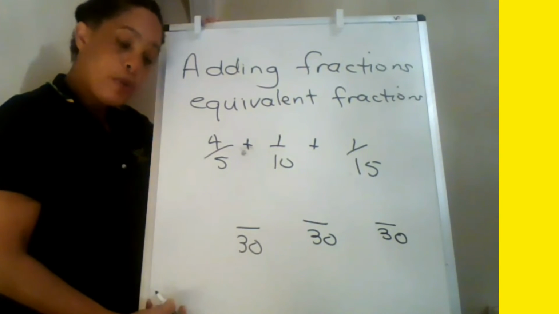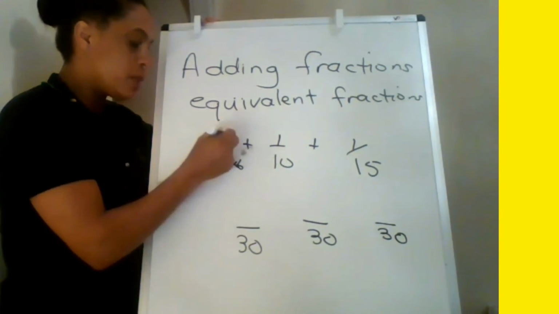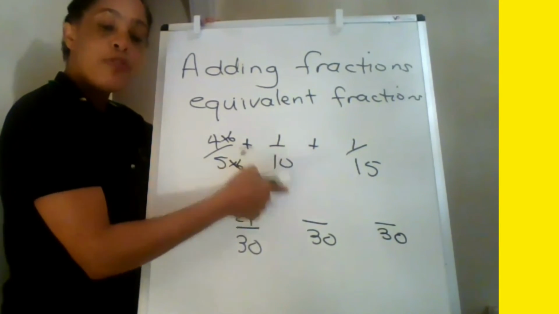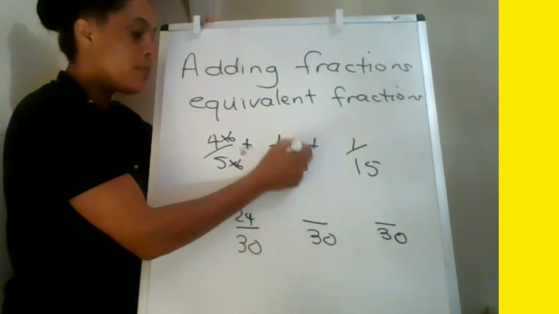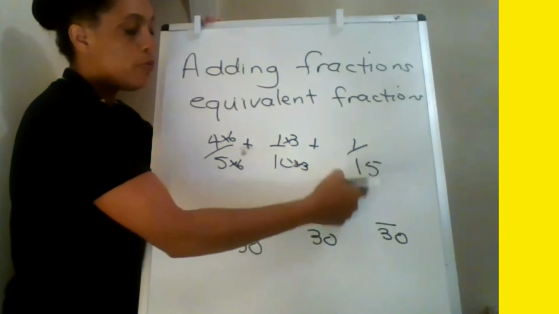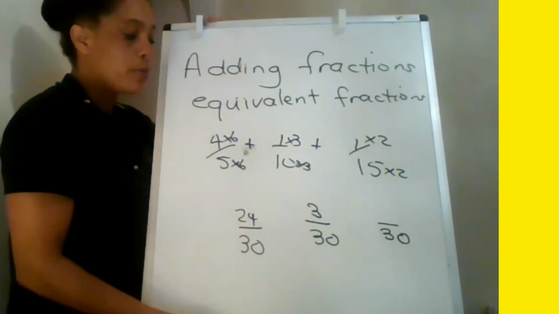Now we're going to be doing equivalent fractions. What do I do to 5 to get to 30? Times it by 6, so I times the top number by 6. What do I do from 10 to get to 30? Times it by 3, so I times the top number by 3. What do I do from 15 to get to 30? Times it by 2, so I times the top number by 2.